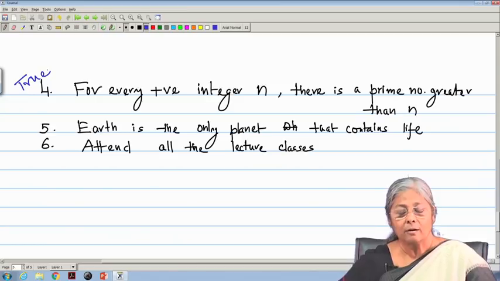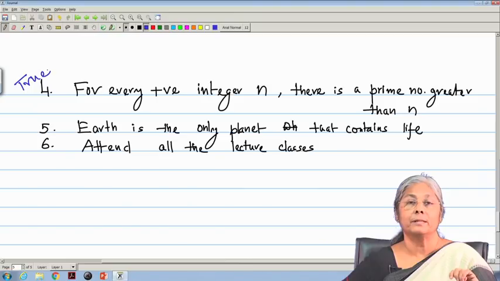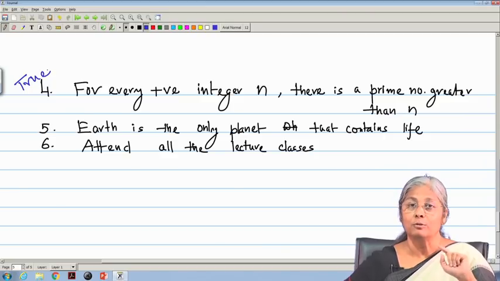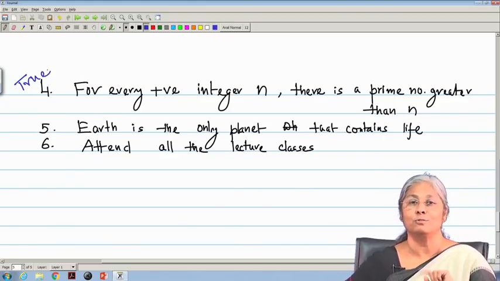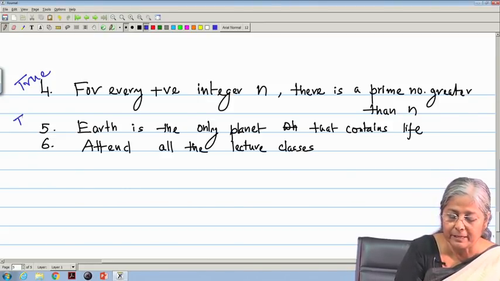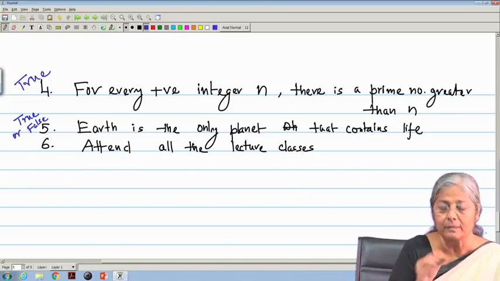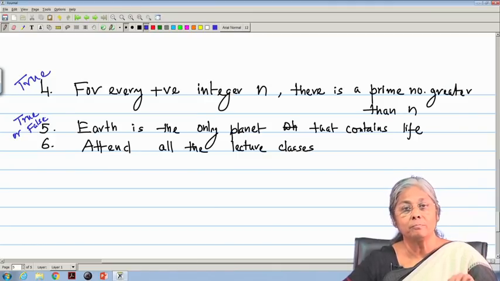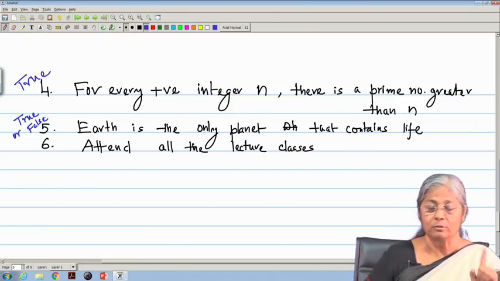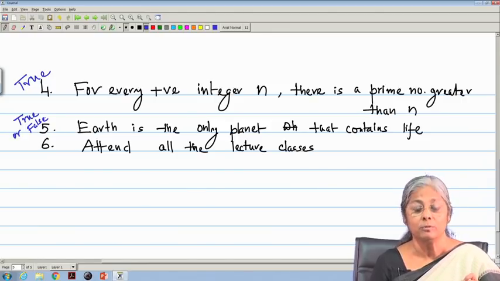The fifth statement says Earth is the only planet that contains life. It may be true or false, but at a given time it is either true or false, not both. So, I can write that the fifth sentence may be true or false. Till now we know that it is true, but it may be false. It is true or false, but it cannot be both at the same time.